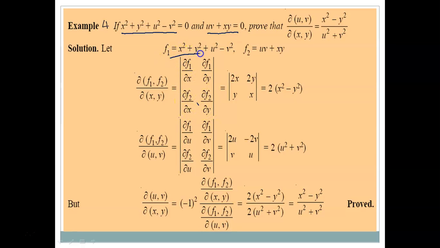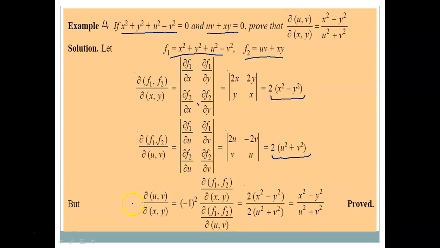From these relations you can obtain the value of ∂f1/∂x is 2x, ∂f1/∂y is equal to 2y. Similarly, ∂f2/∂x is equal to y, and ∂f2/∂y is equal to x. After simplification we get this quantity. Similarly, we obtain ∂(f1,f2)/∂(u,v). You can find these values from these two relations, substitute the values here, and after simplification of this determinant we get this value.